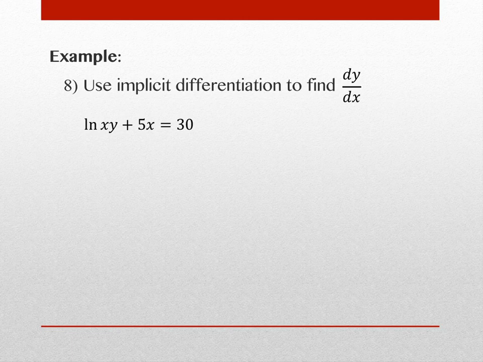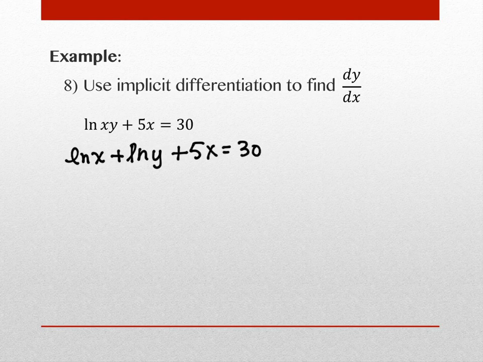We learned a property of logs that's very helpful for simplifying things. And if we remember it, it will make the derivative process easier a lot of the time. So if I remember that property, I can separate this to say that this is the natural log of x plus the natural log of y. I still have plus my 5x, and I still have it equal to 30. All those pieces stay the same.